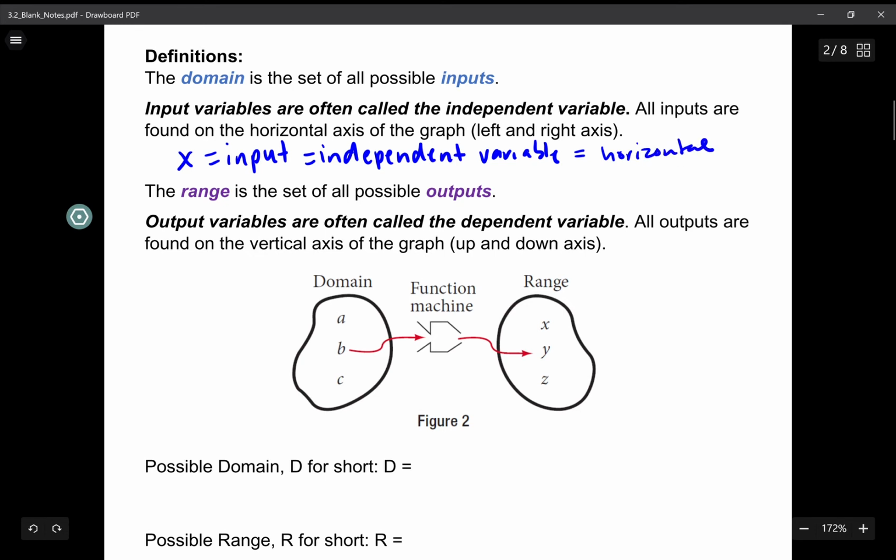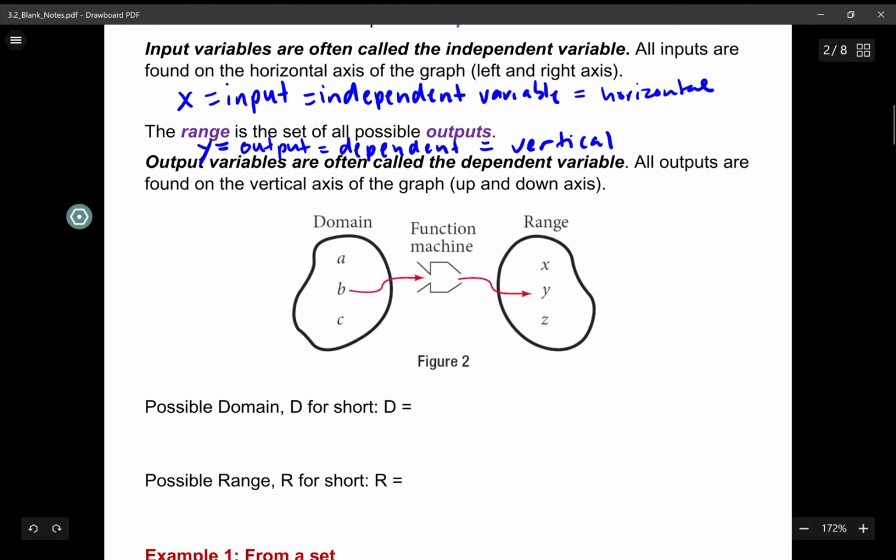The range is your set of all outputs. So let's squeeze this in here. Y is your output, which is your dependent variable, which is going to be on your vertical axis. All right, so the domain leads to your function spits out your range.